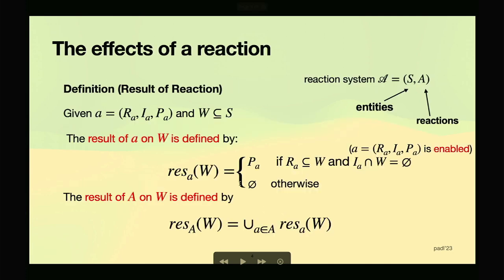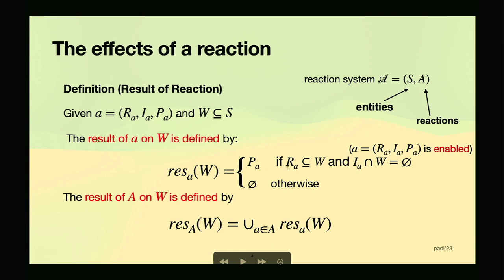Okay, so a reaction can be executed taking a subset of entities, which is the state of your system. You can say that your reaction is enabled if all the reactants are in the system and none of the inhibitors are in the system. So the reaction is enabled and produces the products. So all the entities that are in the set P are available for the next computation.